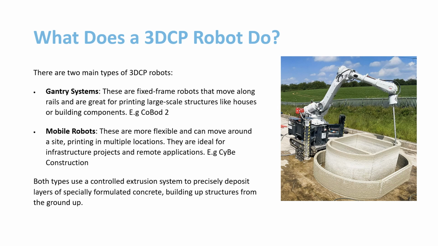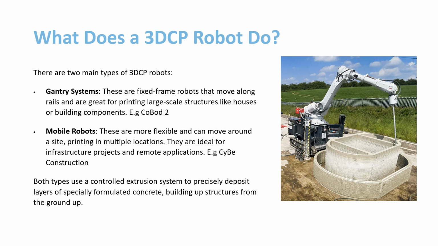But what does a concrete printing robot do? There are two main types of robot that you may have seen online or you may want to do some additional research on. These are gantry systems. These are fixed frame robots that move along rails and are great for printing large scale structures like houses or building components. An example of something you may have seen online or may like to research would be a Cobod 2 printer. There are also mobile robots, like the Cybe construction printer you can see in the picture.